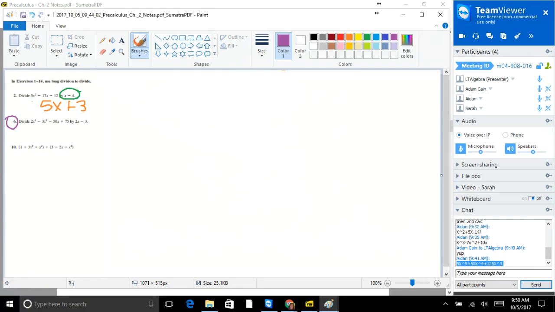All right, so number 6, we have 2x cubed minus 3x squared minus 50x plus 75, and we're going to divide that by 2x minus 3. Okay, so we have 2x minus 3, and we have 2x cubed minus 3x squared minus 50x plus 75. All right, so let's do some long division. Who thought when you get all the way to pre-calculus, you go back to long division, right?